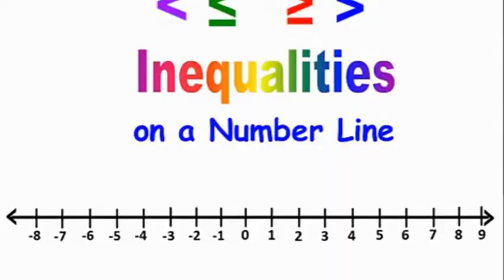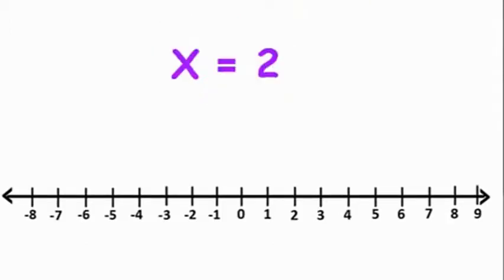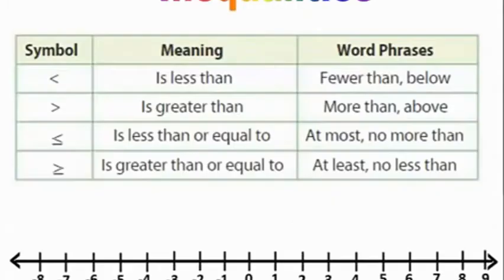Let me get it. Hi, this is Mrs. Freifeld, and today I'm going to talk to you about inequalities on a number line. So far, we've been talking about equalities. X equals 2, and the dot would go there on the number line. Now I want to talk to you about inequalities.